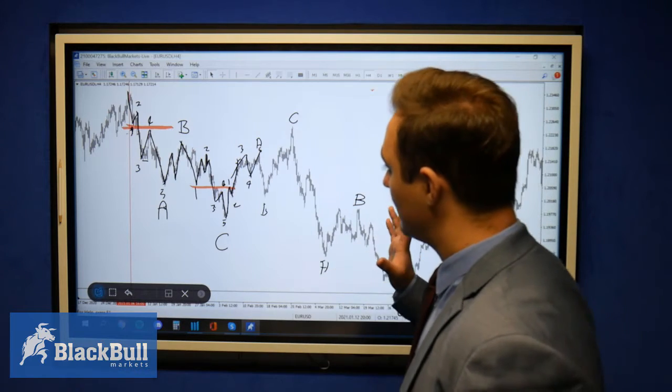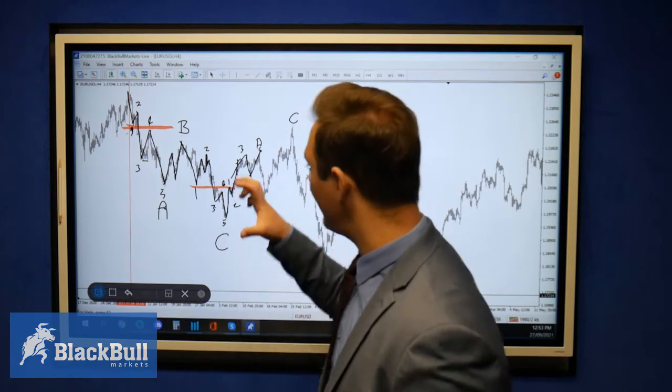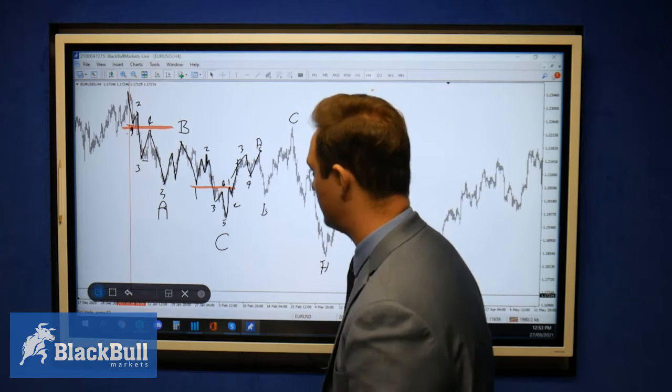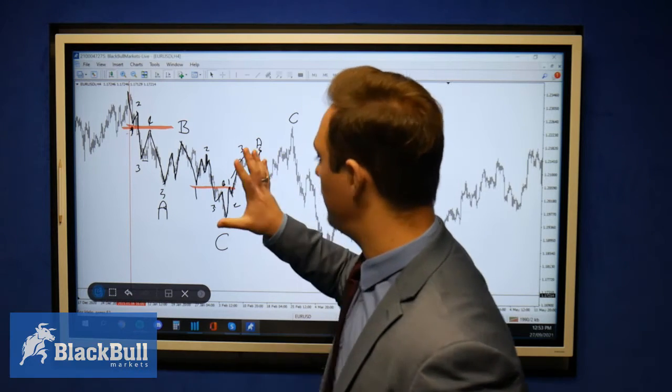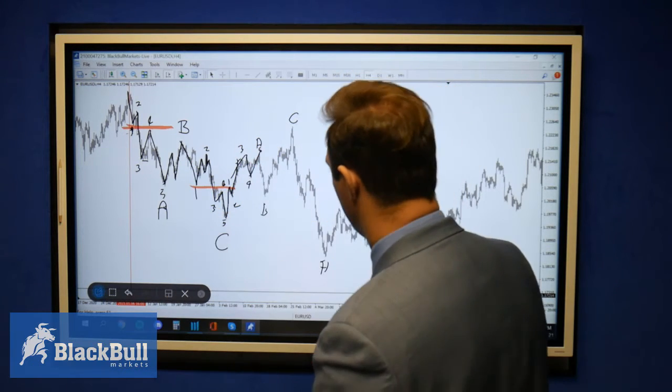But if you try and make things simple, guys, that's the whole thing about trading and analyzing your charts. You want to keep it nice and simple. As long as we follow the rules of Elliott Wave, we should be fine, okay?